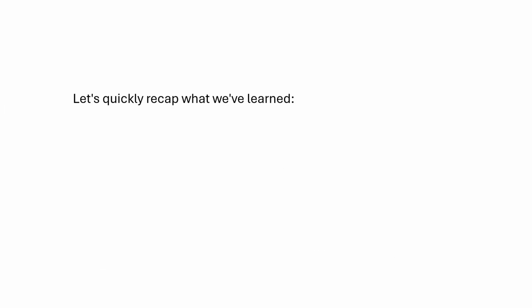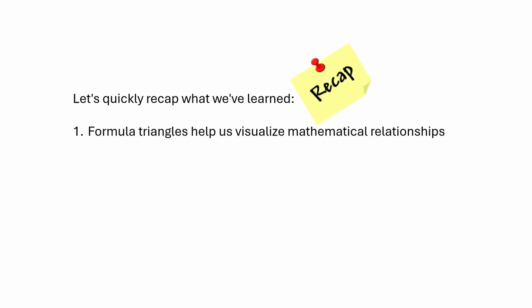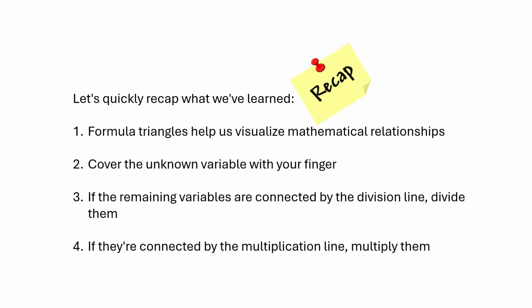Quick recap. Let's quickly recap what we've learned. Formula triangles help us visualize mathematical relationships. Cover the unknown variable with your finger. If the remaining variables are connected by the division line, divide them. If they're connected by the multiplication line, multiply them. This method works for speed problems and many other formulas.